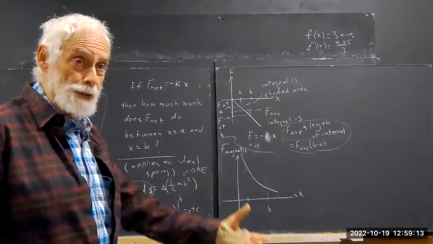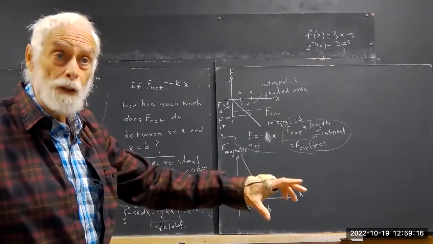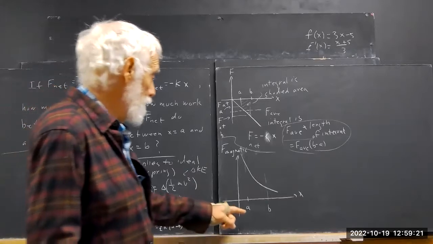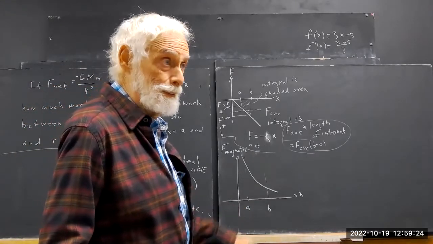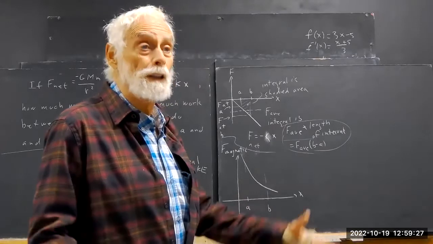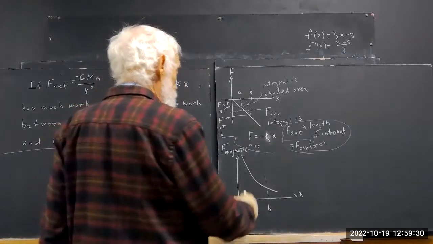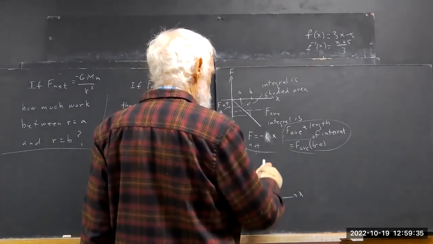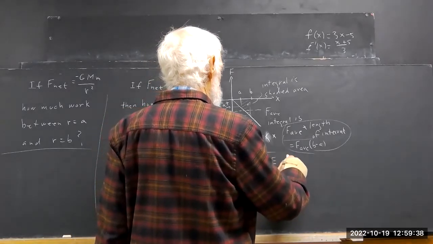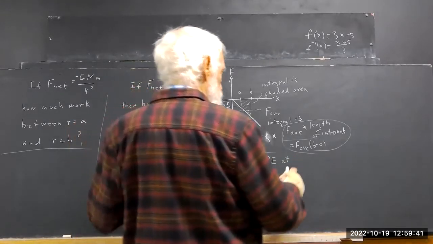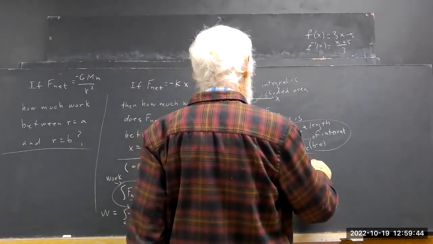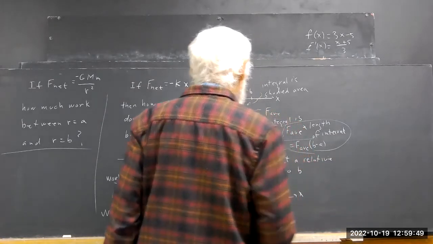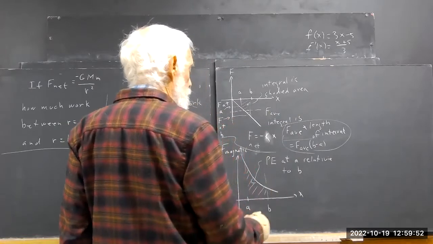How much work does that do on the cart? Or what's the potential energy at position A relative to position B? You're going to lose that much potential energy, you're going to gain that much kinetic energy. So the area.